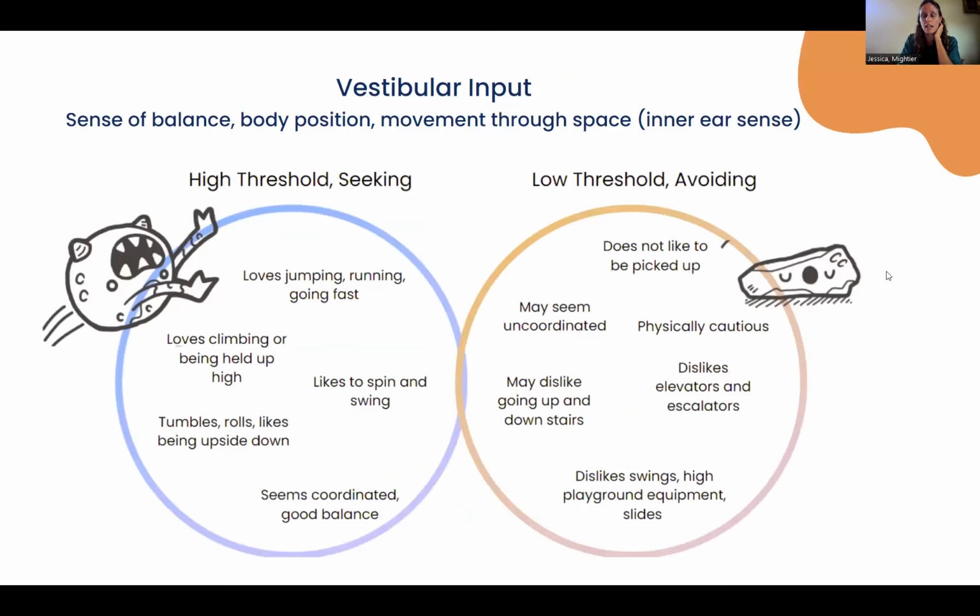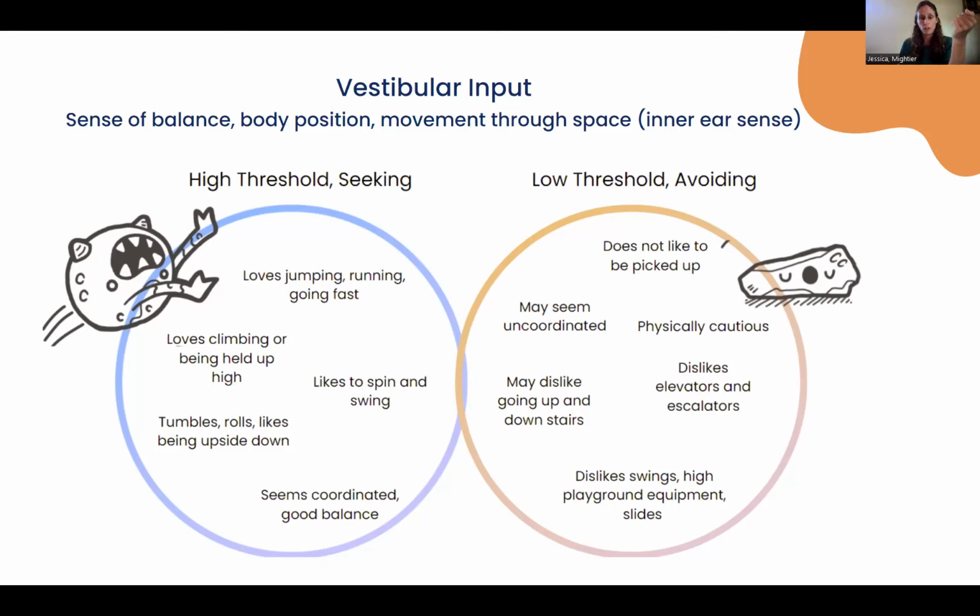Okay, and then one last one we're going to look at, and look at it a little differently, is the vestibular sense. If you think of your inner ear and the sense that gives you, this is your sense of balance, body position, movement through space. So if you think about how your body feels when you go up an escalator, right? Or you're on a boat, right? Or how you feel on a swing, these things have to do with that inner ear sense.